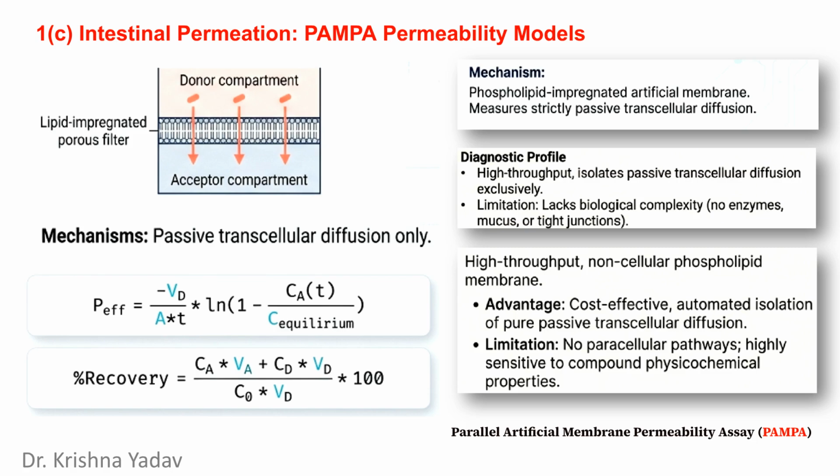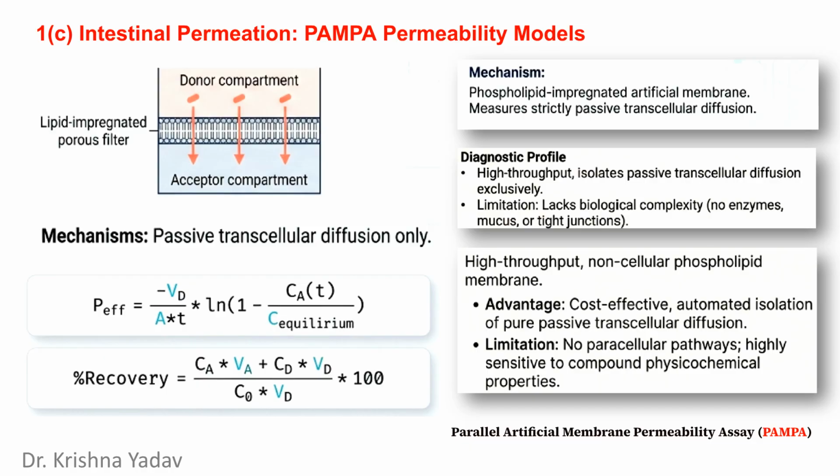To quantify this, we calculate the effective permeability, or PE. This formula accounts for the volume of the compartments, the surface area of the filter, and the time it takes for the drug concentration to reach equilibrium. We also track the % recovery to make sure we haven't lost too much of the compound to the filter or the equipment itself. The biggest advantage of PAMPA is its efficiency. It's highly cost-effective and can be fully automated, making it perfect for high-throughput screening, where we need to test thousands of compounds quickly to isolate their pure passive diffusion properties.